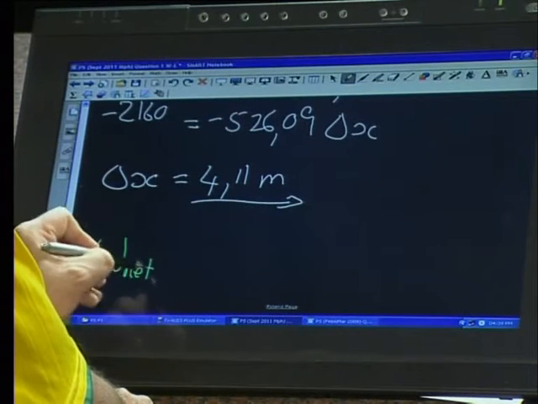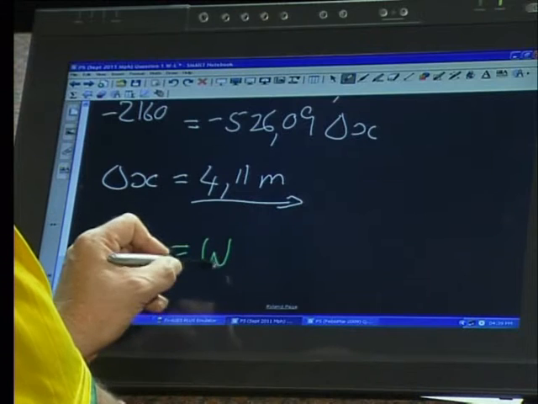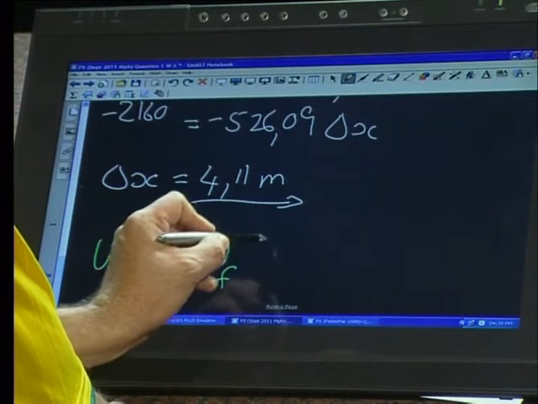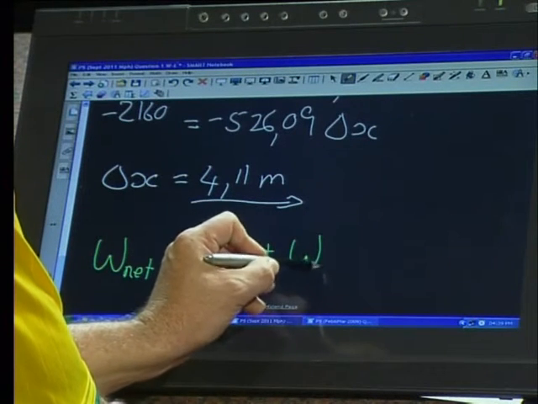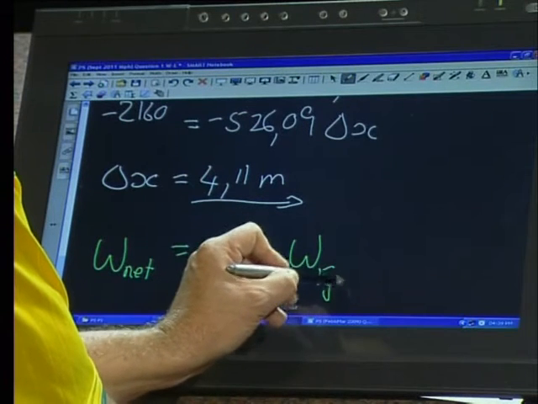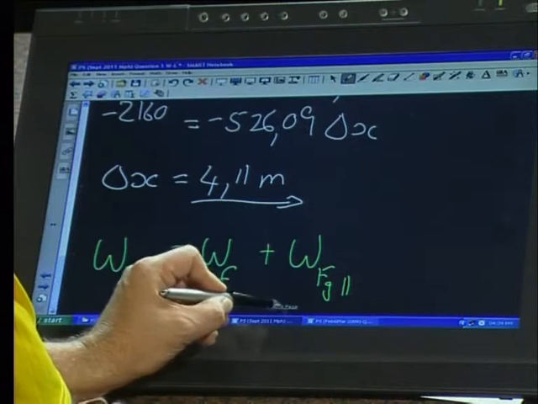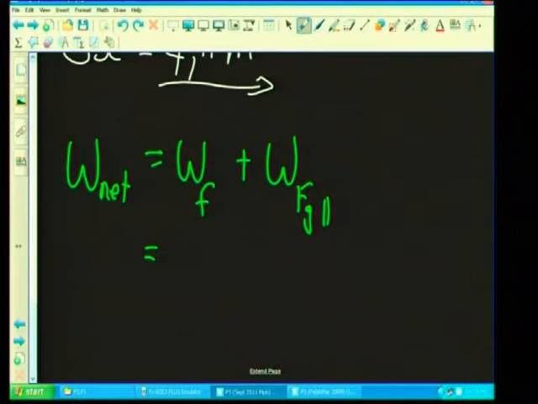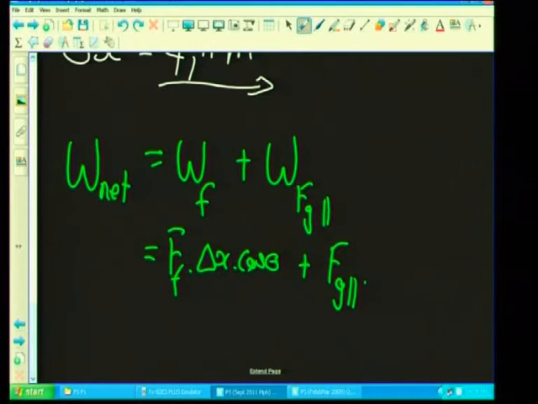You could say W net is equal to the work done by friction plus the work done by the component of the force of gravity that is parallel. And then you simply substitute in to there, and you're going to say it's the force of friction times delta x times cos theta plus the force Fg parallel times delta x times cos theta. And it comes out to exactly the same thing.